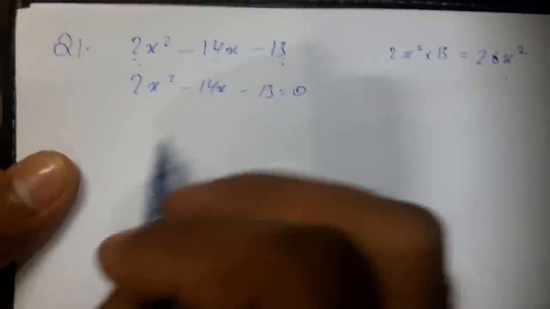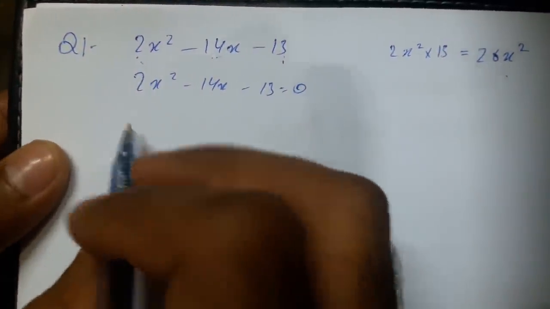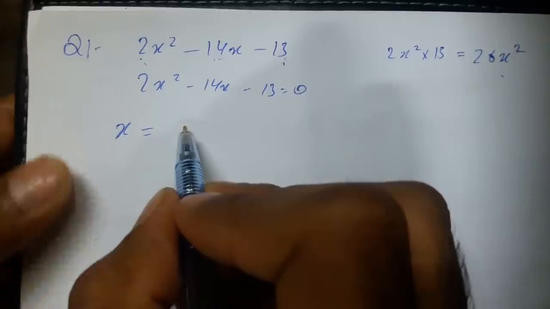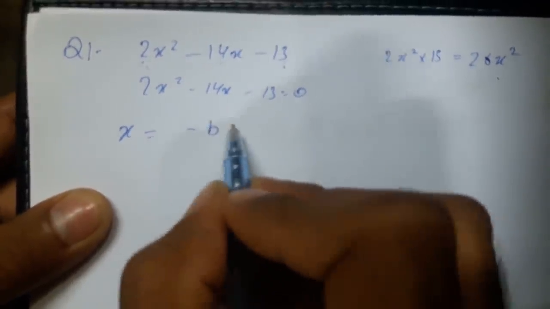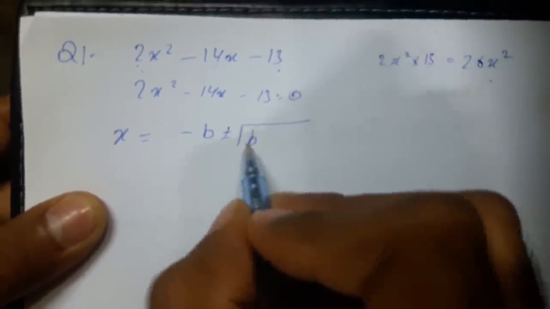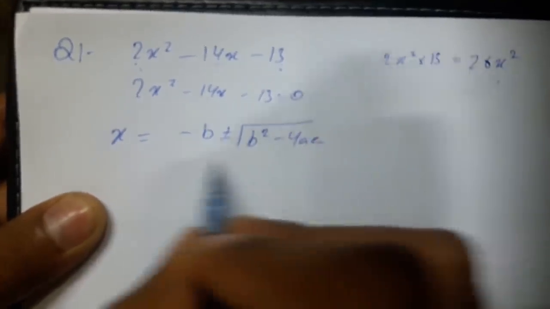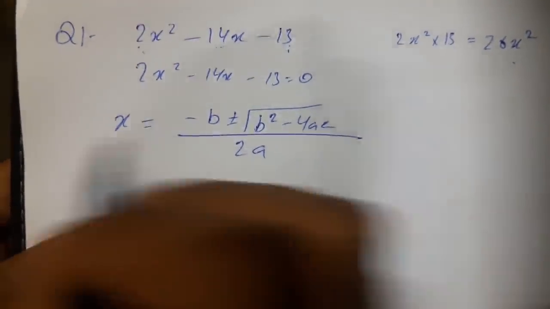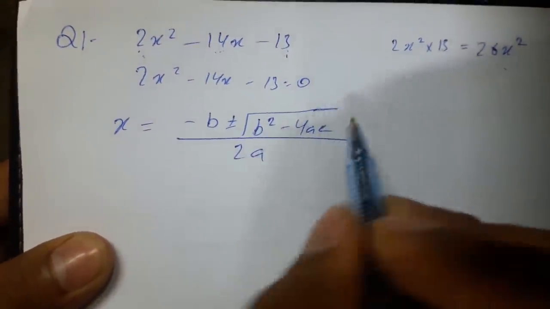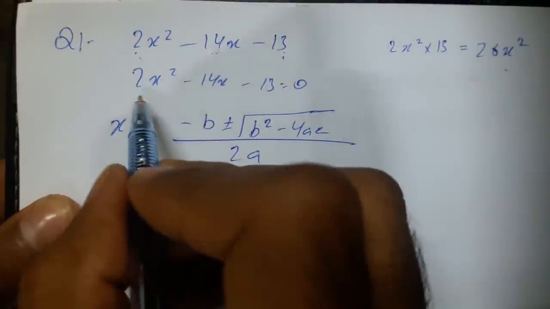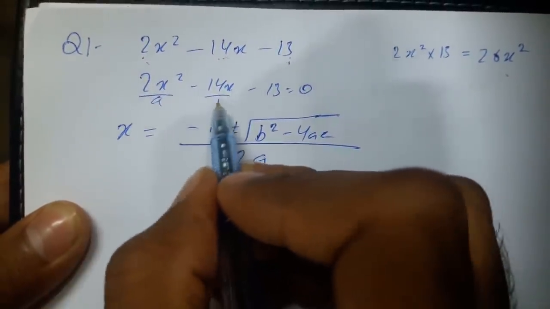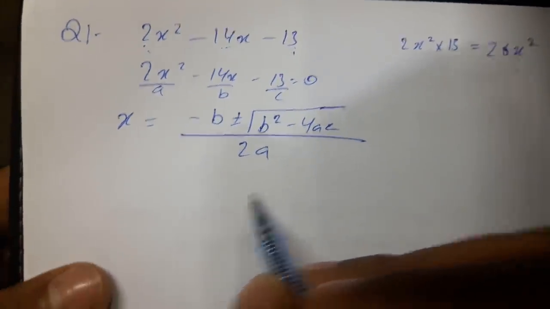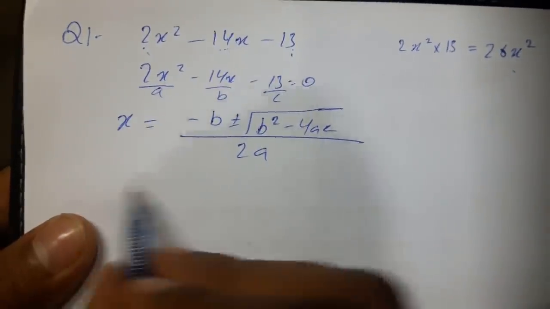Okay, so this equation we can solve only by the quadratic formula. So now what is the quadratic formula with us? x is equals to minus b plus minus square root b square minus 4ac divided by 2a. Yes, you remember? Okay, now we move further. As we know that this one is a, this one is b, and this one is c, as per the quadratic equation. You remember?